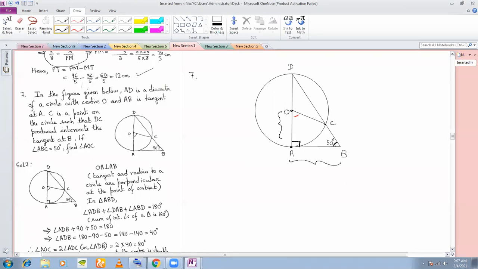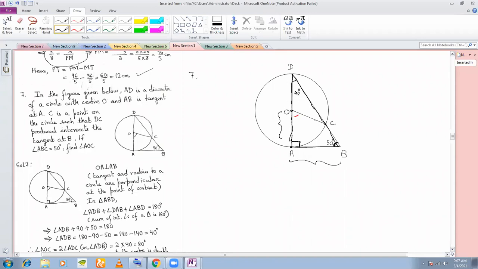Now once we have got this angle as 90 degrees and we know this angle to be 50 degrees, if you consider triangle ADB, you know two angles in this triangle, 90 degrees and 50 degrees. If you know two angles in this triangle, then you can obviously find out the third angle. So this angle here, you can find out. This angle will be 180 minus 90 minus 50. So this should be 40. So we have got this as 40 degrees.